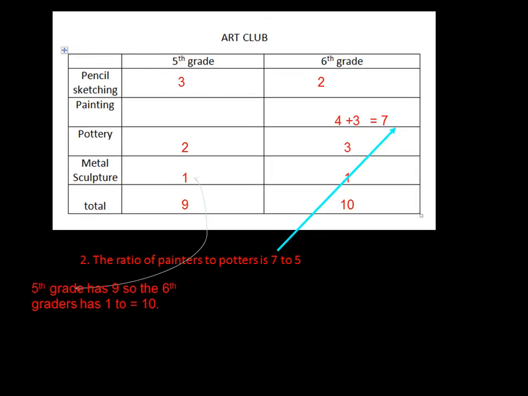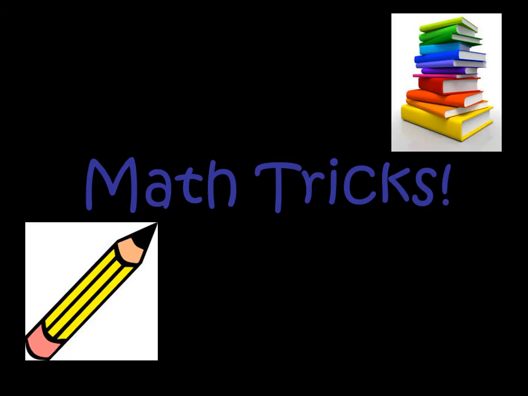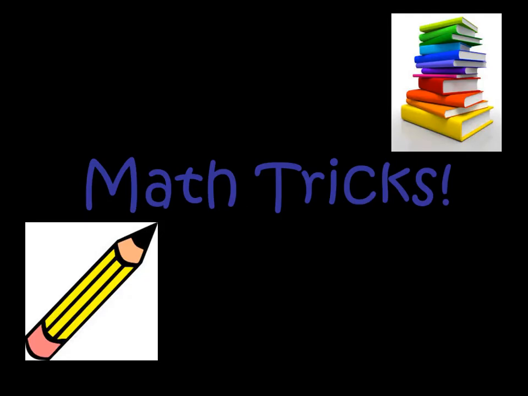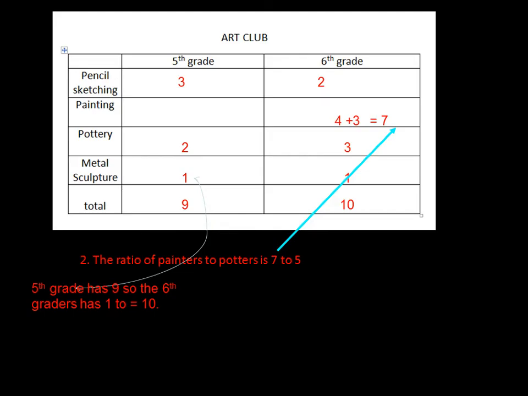The ratio of painters to potters is 7 to 5. So the 5th grade has, just roll it back one, the 5th grade has 9 to 6. So the 5th grade has 9, so the 6th graders has 1 to 10. 1 to equal 10. So what does that mean? Go back. It means here it was filled in like there's 3, 2, and 1. They're not equal 9. So what did that have to be? That has to be just 4. Did the 4 slide over? Yeah, it did, but I don't know why it doesn't slide over.